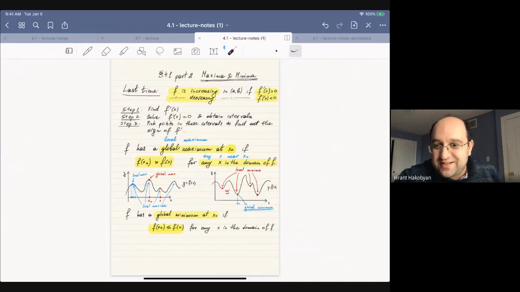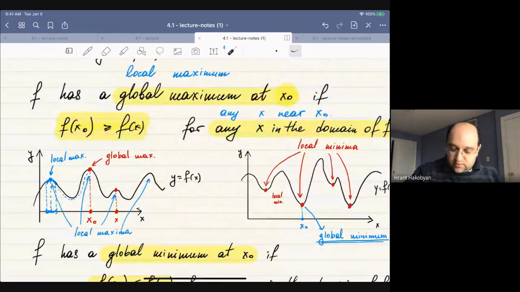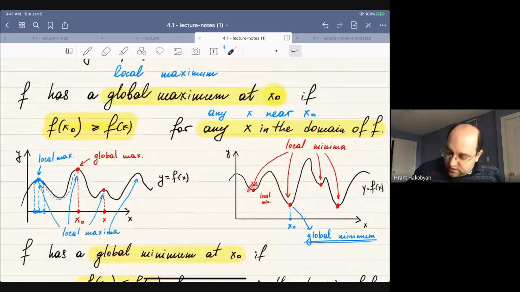Okay. So everything on the graph is local, but only the highest one is global. That's right. So if you're talking about maximum, yes. There are many local maxima, but only one global maximum in this picture here, right? And similarly, in this other picture, we have many local minima, but only one, and actually two of them are global minima. So it doesn't have to be just one, right? These are the same.